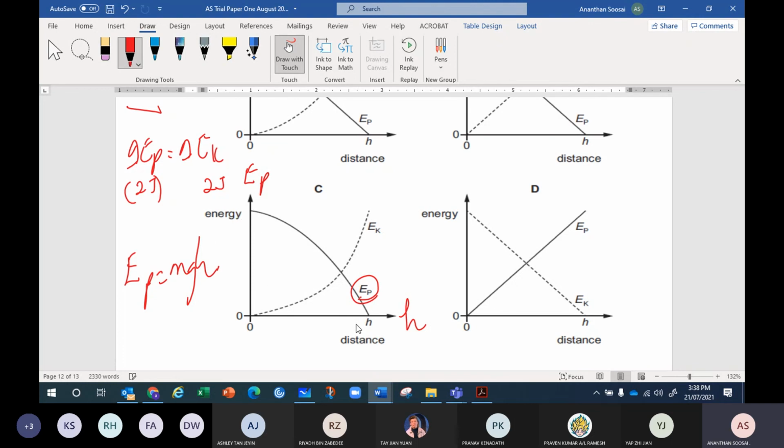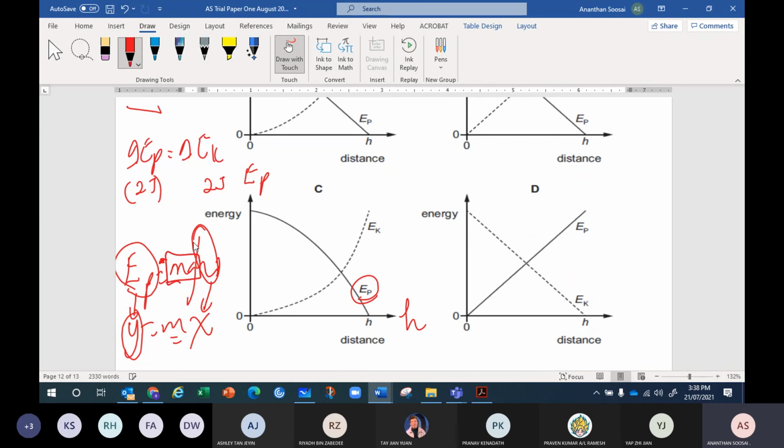Potential energy is decreasing. Okay, so if I put y equals mx, the h is the x-axis and your EP is the y-axis. So it matches with the linear law, y equals mx. The gradient will be mg. But this should be negative, because the potential energy is decreasing. So EP equals mgh.